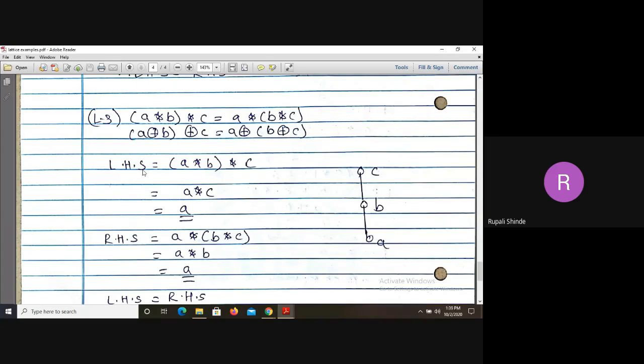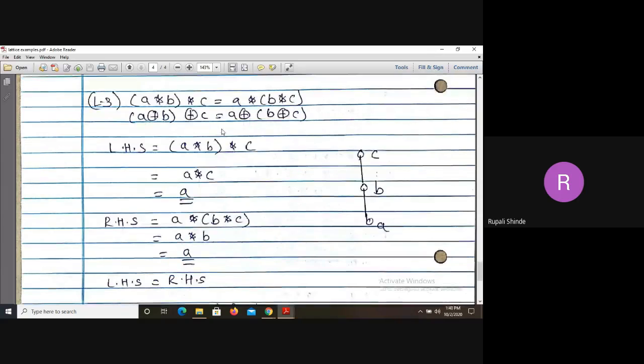So check here, LHS is equal to RHS. So we can say that this first statement is correct. These two statements are correct. Now we have to check for the second one, that is for the join operation.